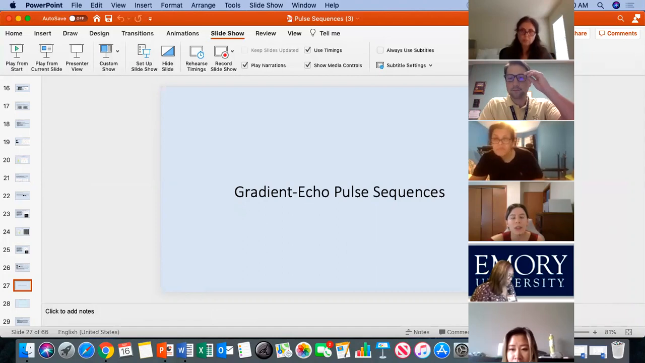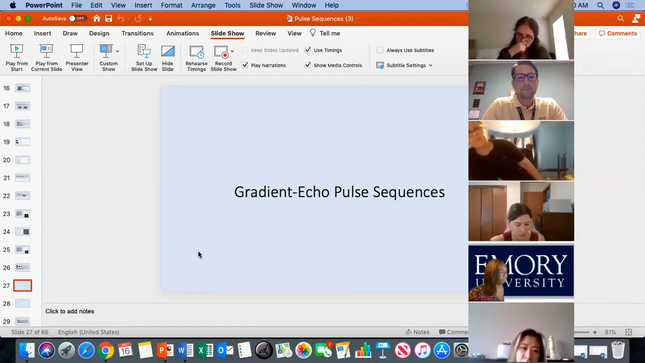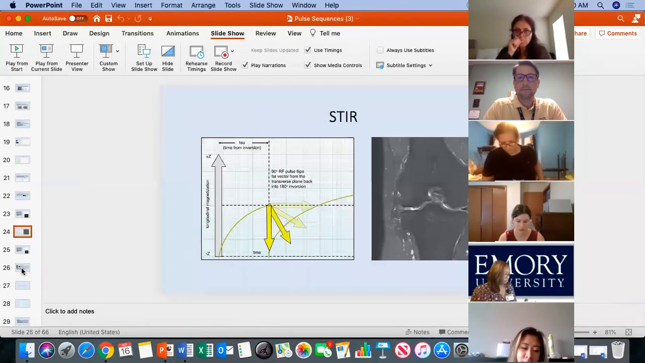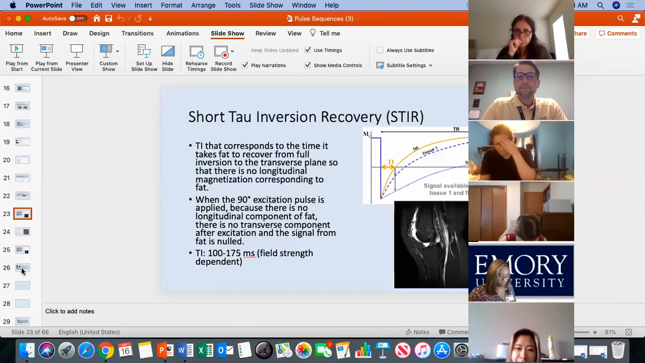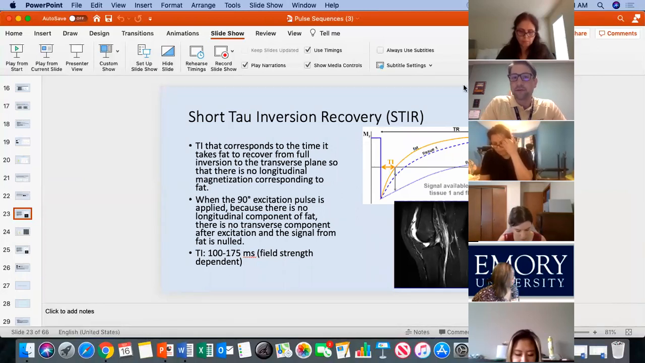Can you just do a quick overview of the STIR? Really quick. Right. So STIR, short tau inversion recovery. That's what STIR stands for.